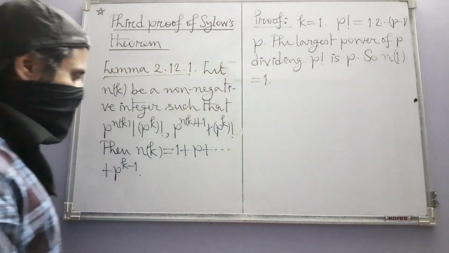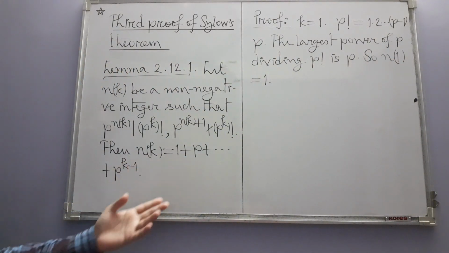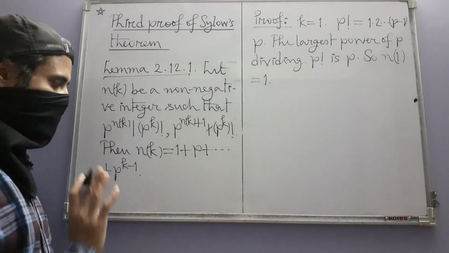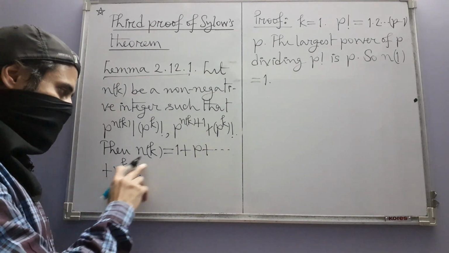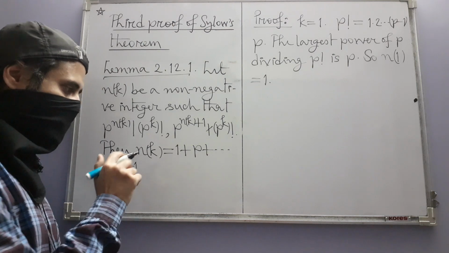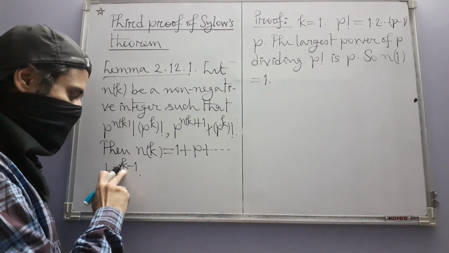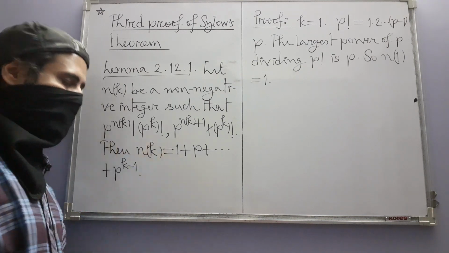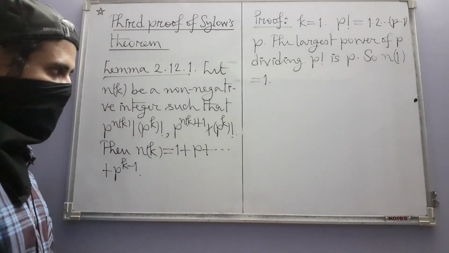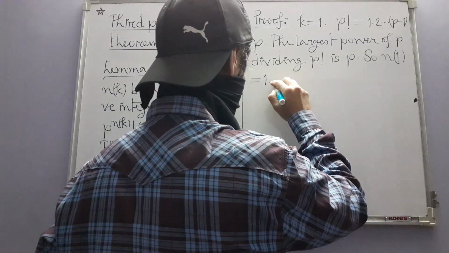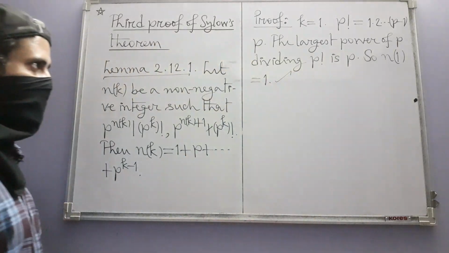But is it matching with the claim? What happens to this sum when k is 1? When k is 1, the right hand side sum has only one term, which is 1 itself, because when k is 1, this itself becomes 1. So that is the only term. So that means in this case our claim is true.